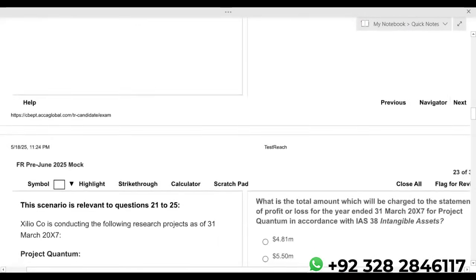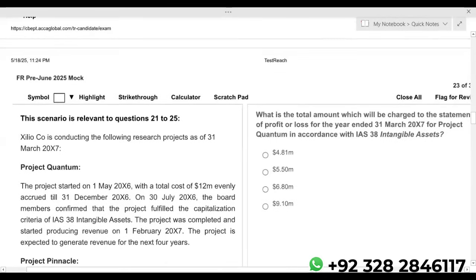Seriously, whoever has a good knowledge of IAS 38 could easily answer these section B questions. Plus, whoever has seen my regular lecture should not have any problem at all in this IAS 38.